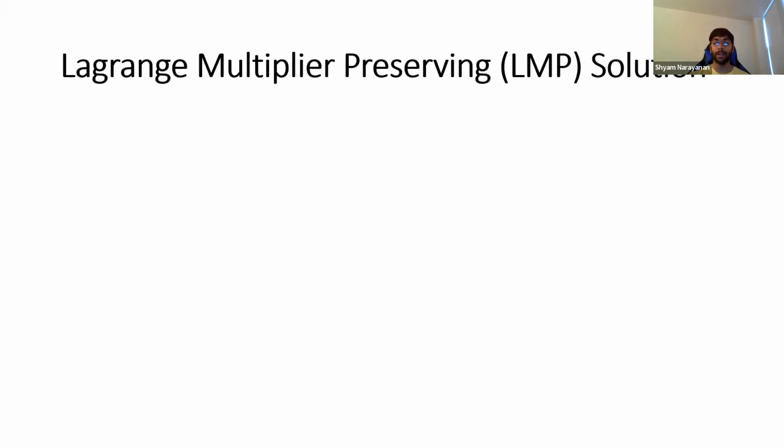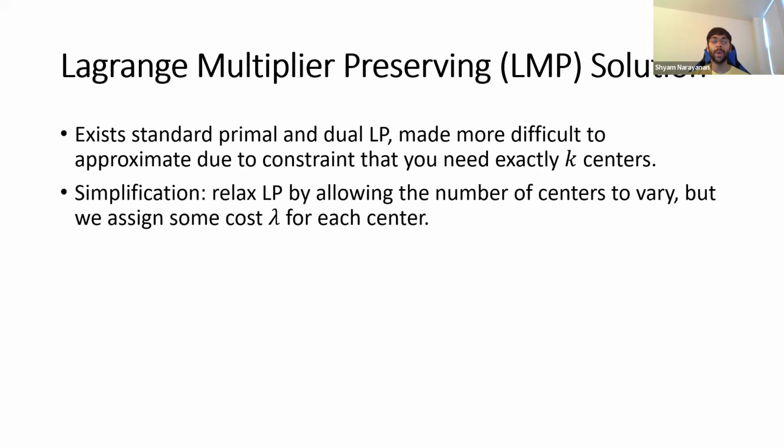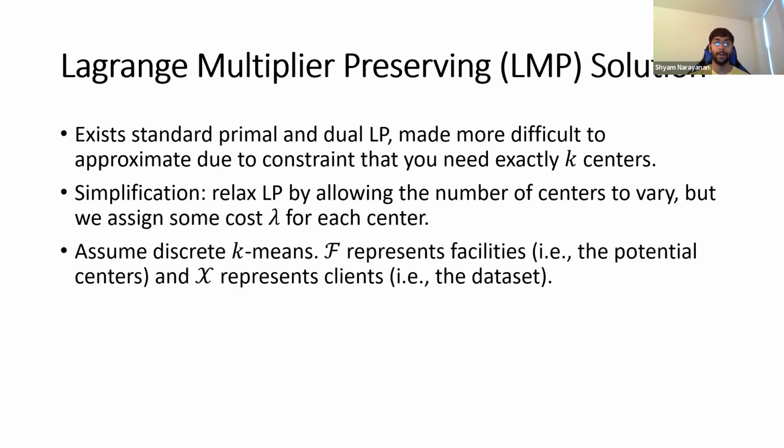So now let's talk about what LMP solutions are. It's well known that there are some standard primal and dual LPs for k-means. And the main difficulty in these LPs is that you have a constraint that you need exactly k centers. The way that we simplify this is we relax the linear program by allowing the number of centers to vary, but we assign a cost lambda for every center. So in other words, we can have more centers if we want, but we have to pay some price for every center that we add.